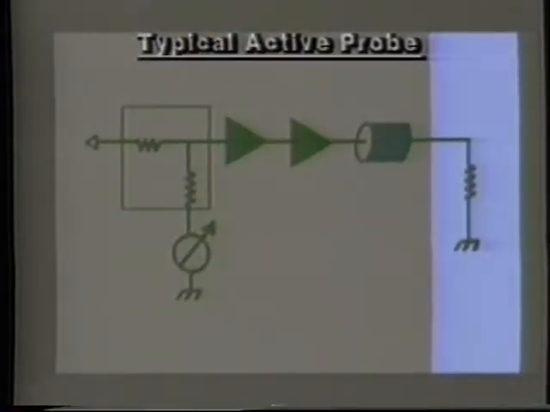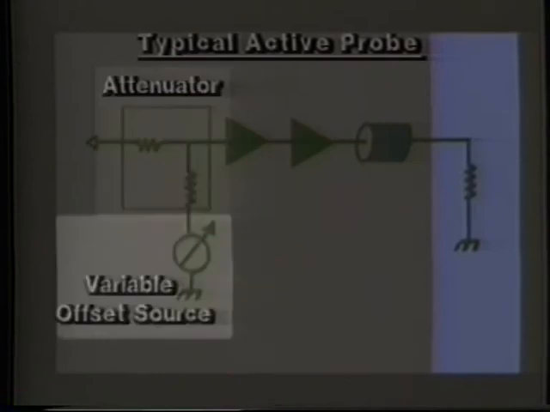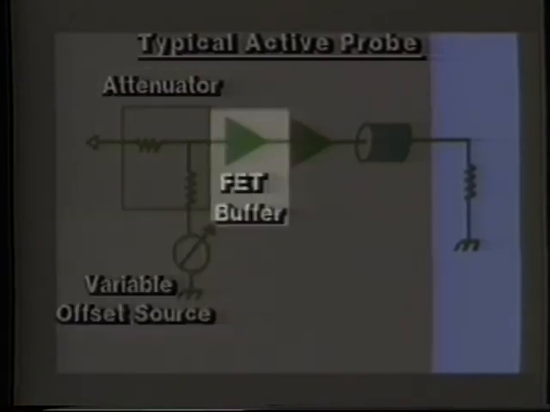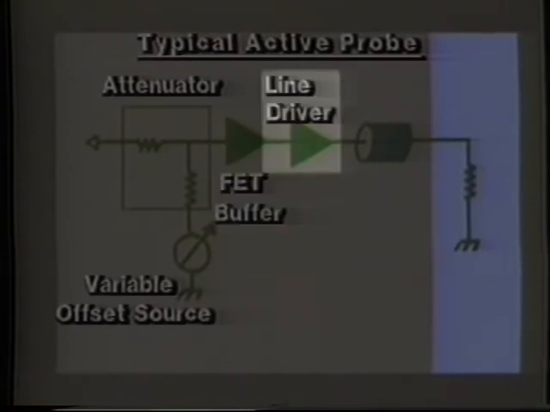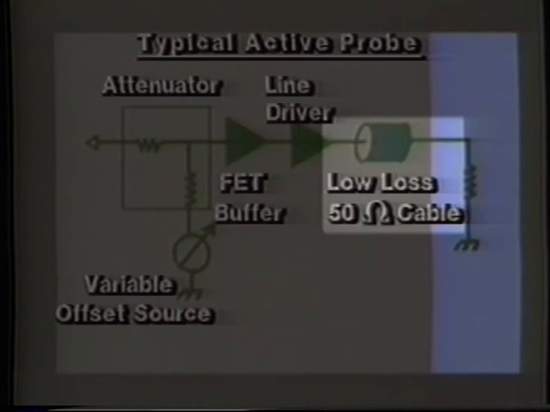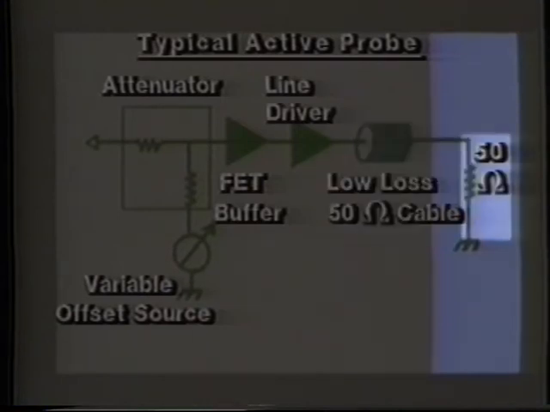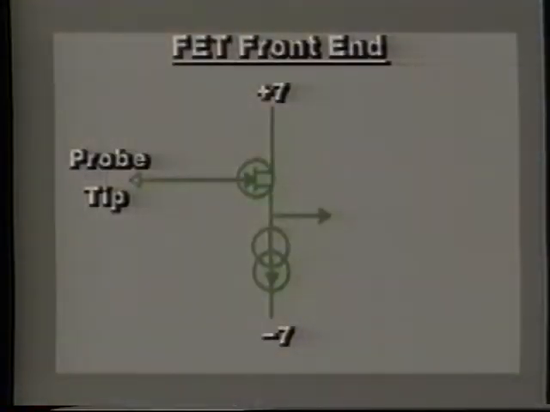A typical active probe has an attenuator, a variable offset source, a high Z buffer to isolate the load from the source, usually an FET, a line driver, typically an emitter follower, a low-loss 50-ohm cable, and finally the scope input, usually 50 ohms or a 50-ohm terminated 1 megohm input. But let's look a little closer, starting with the FET front end.